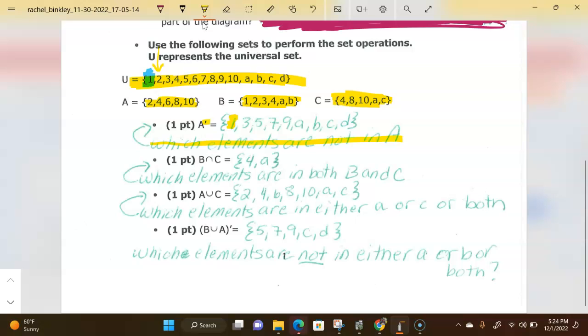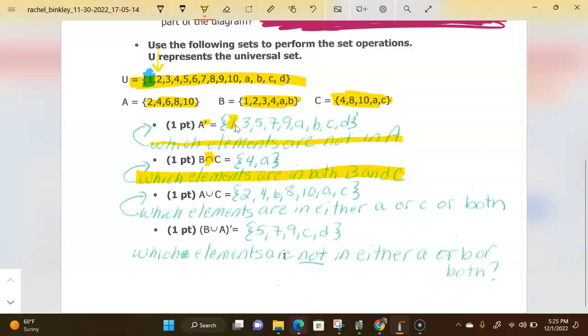All right. The second one, you read as: which elements are in both A and C, right? Both A and C. That "and" is this symbol right here, and that's our intersection. So what elements are in both B and C? And those are 4 and A. You can find 4 in both B and C, and you can find A in both B and C.